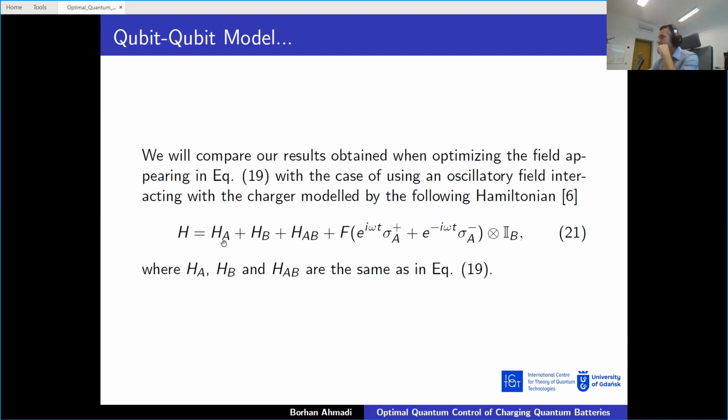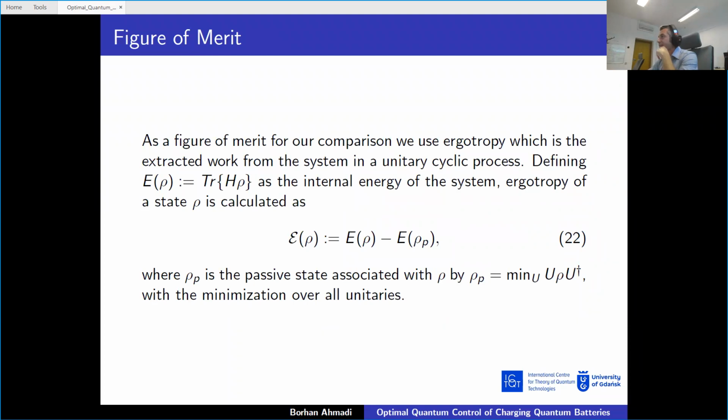Here HA and HB are the same, and HAB are the same as in equation 19 introduced above. As a figure of merit for our comparison, we introduce ergotropy. Ergotropy is a way of extracting energy in a unitary cyclic process. Assume that you have a system in state rho with internal energy of trace H rho.